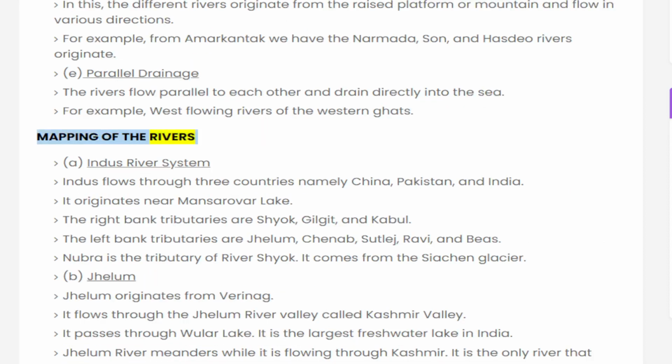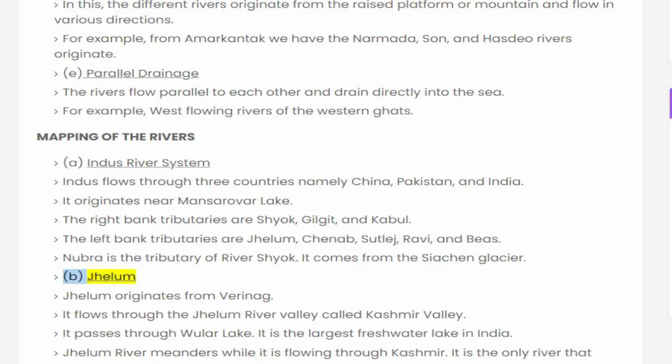Mapping of the rivers. A. Indus River System. The Indus flows through three countries, namely China, Pakistan, and India. It originates near Mansarovar Lake. The right bank tributaries are Shyok, Gilgit, and Kabul. The left bank tributaries are Jhelum, Chenab, Sutlej, Ravi, and Beas. Nubra is the tributary of river Shyok. It comes from the Siachen Glacier.